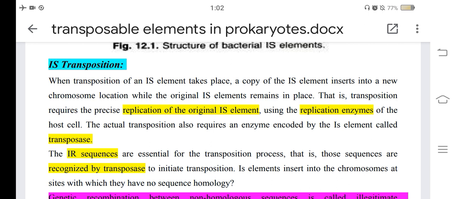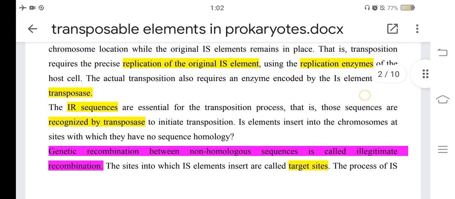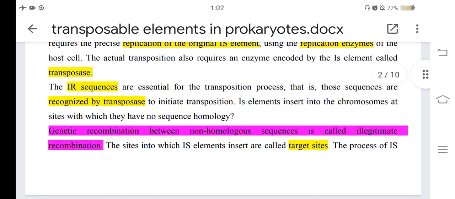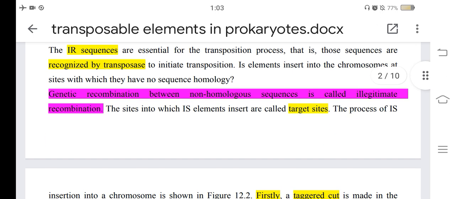The IR sequences are essential for the transposition process. That is, those sequences are recognized by transposase to initiate transposition. IS elements insert into the chromosomes at sites with which they have no sequence homology. Genetic recombination between non-homologous sequences is called illegitimate recombination. The sites into which IS elements insert are called target sites.